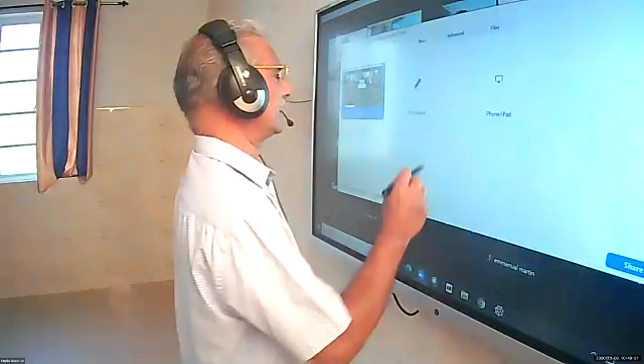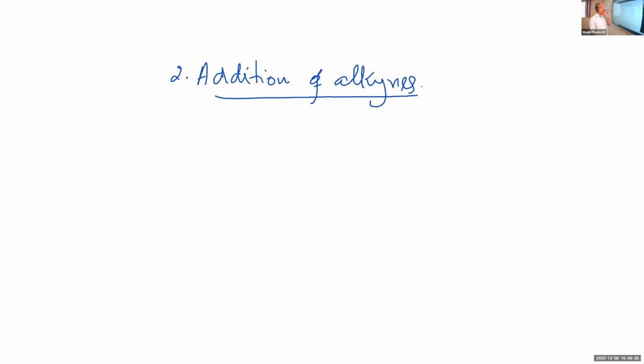Reaction, addition reaction of alkynes. So second one, addition, addition of alkynes. As we have seen in the case of the alkenes, here also alkynes are unsaturated compounds. And so they undergo the addition reactions because addition reactions are characteristic reactions of unsaturated compounds.